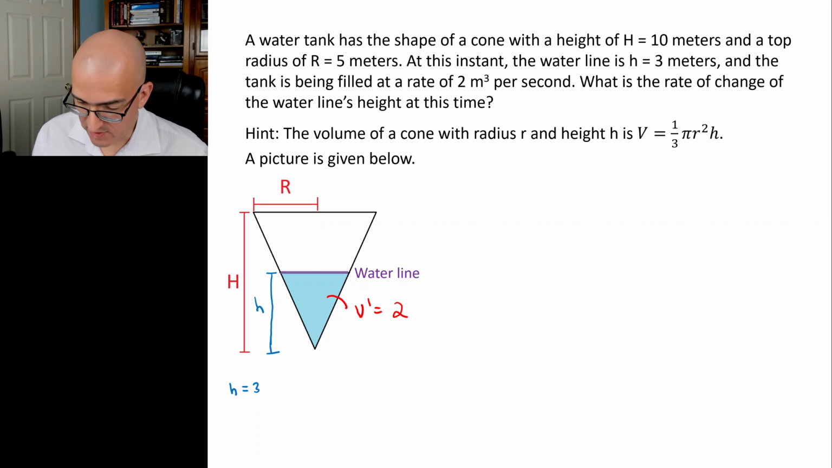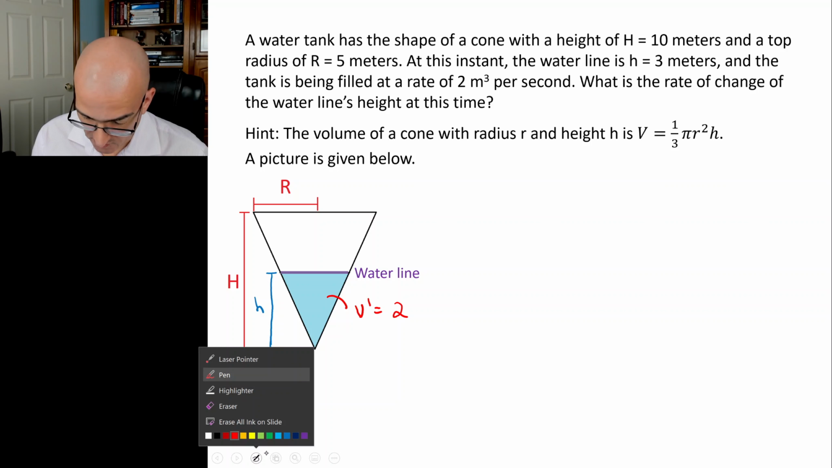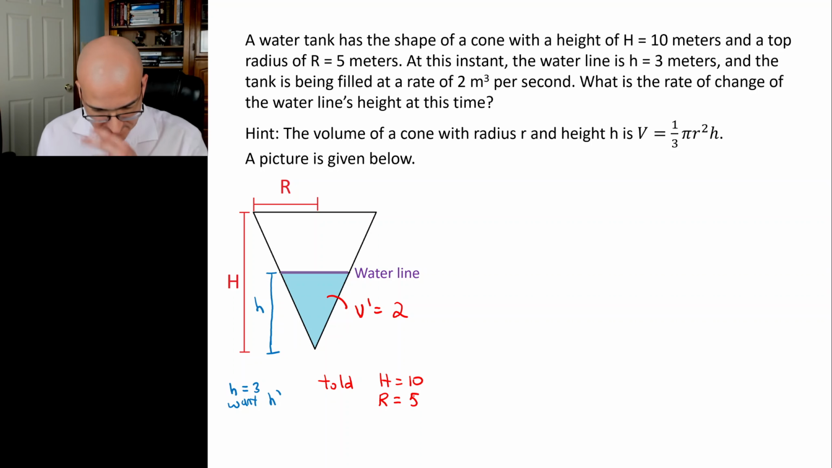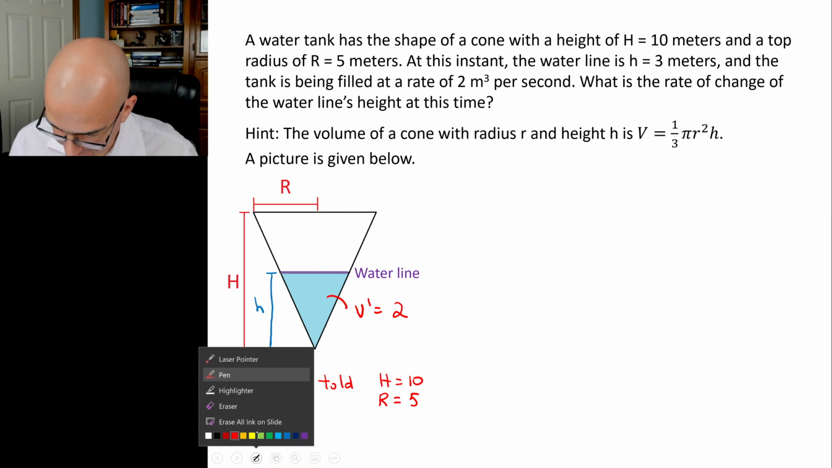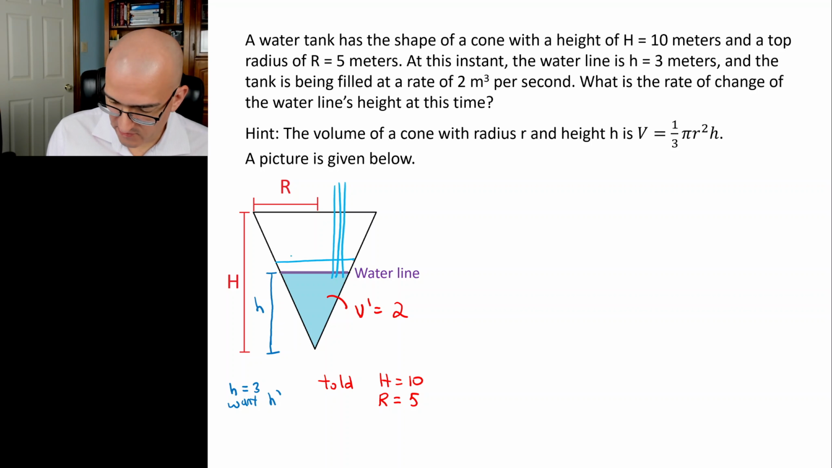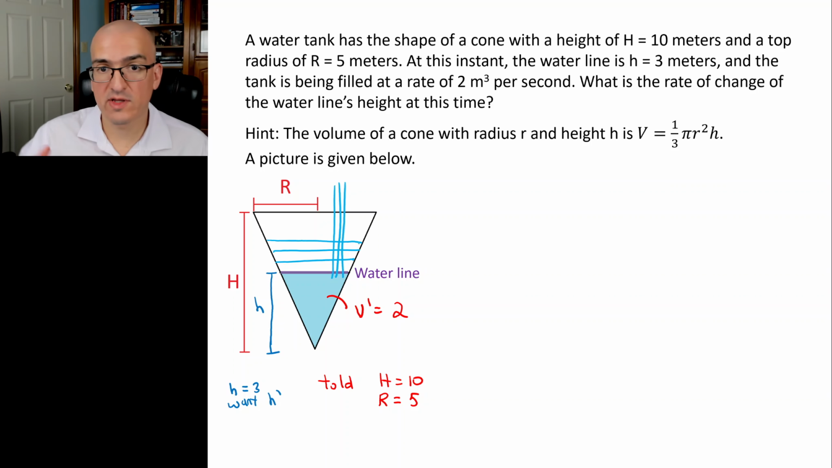What is the rate of change of the water line's height at this time? So what we want is h prime. We're told that h is 10 and r is 5. So before launching into math, let's picture what's happening here. Water is being poured into the tank from up here, and this water level is going up and going up and going up. Water level keeps rising as water is being added.